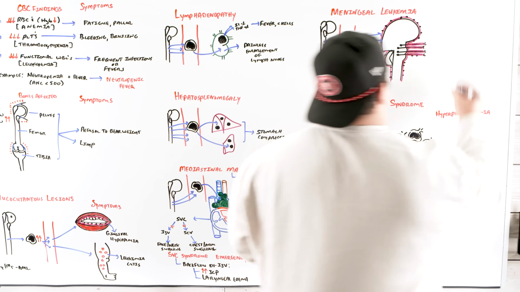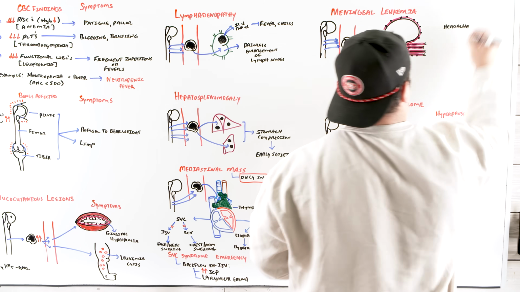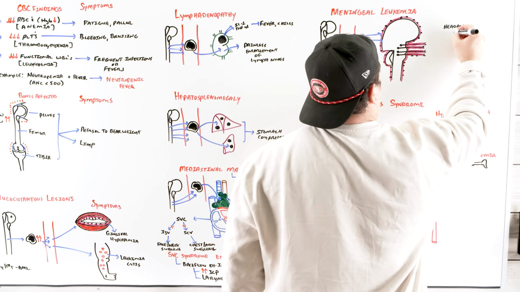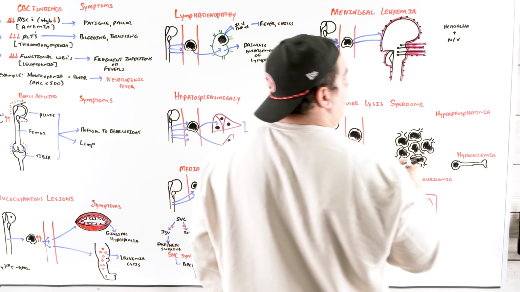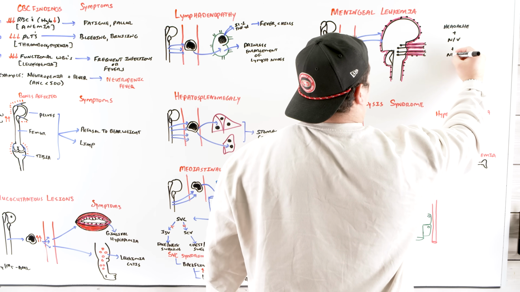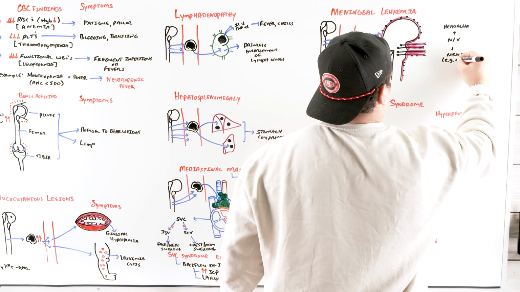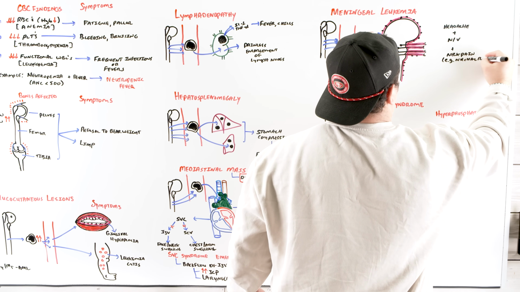Well, the biggest symptom is headache, right? That's one thing, because when you involve the meninges, you affect the trigeminal nerve. You can also cause nausea and vomiting. The meninges spread down into the neck, so you can also get neck pain or nuchal rigidity. We'll put e.g., nuchal rigidity.